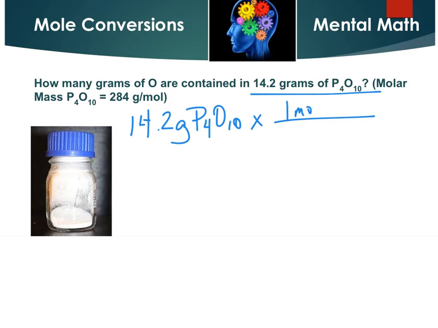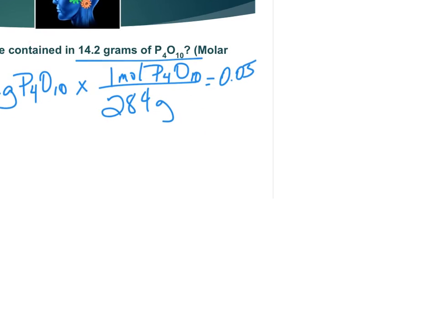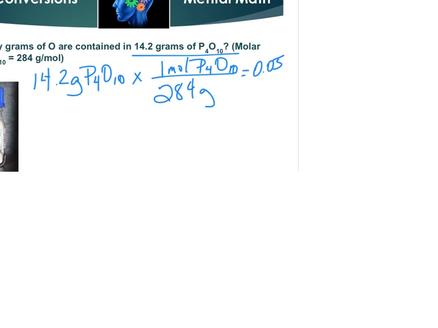So 1 mole of P4O10 is 284 grams. They gave it to us. We're good with that. So we're going to take our 14.2, divide it by 284, and we got 0.05 moles of P4O10. But then we want to take that to oxygen, so we need to do a mole ratio to get from the compound to the oxygen.